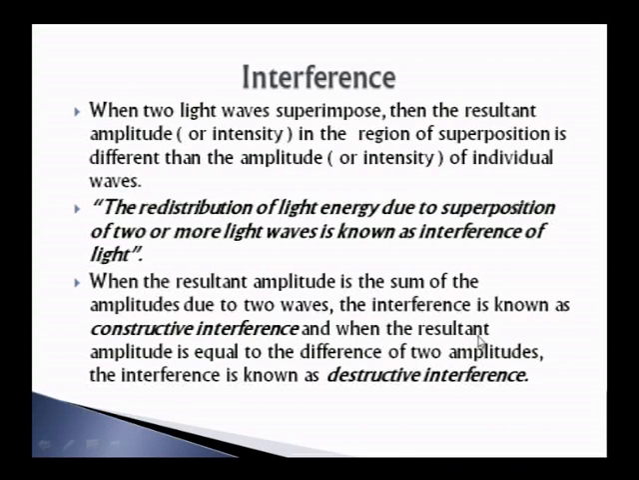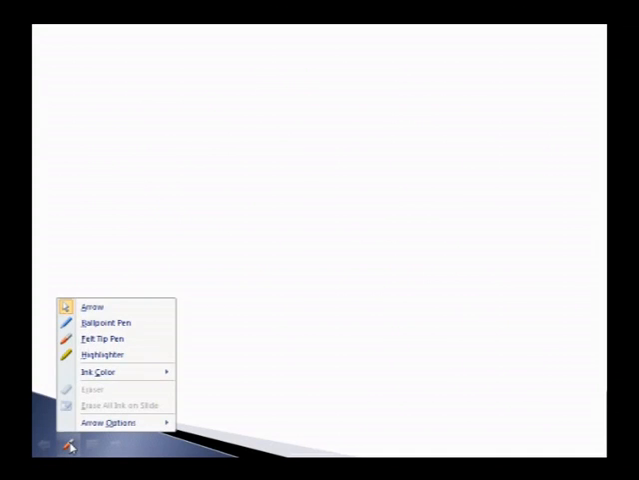In this case, whenever the two waves cross each other, we get a resultant amplitude, which is the sum of the amplitudes of the two waves. If such interference occurs, it is referred to as constructive interference. So, let us imagine that this is the wave, moving in a certain direction.